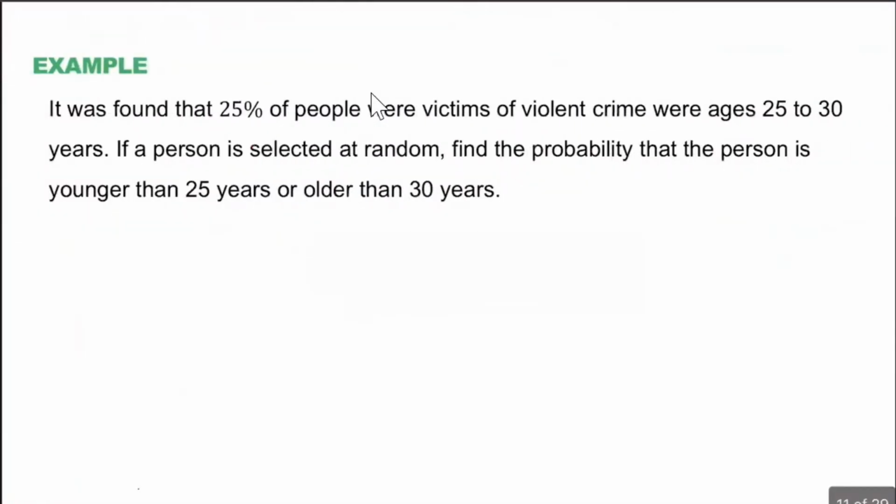Let's take an example on classical probability where we use the concept of complementary events. Here is that example. Let's see what is given here. It was found that 25% of the people who were victims of a violent crime were ages 25 to 30. So 25% of the people were the victims of violent crime and the age is 25 to 30. When we say 25% of the people, the probability is 0.25, because when you write the probability, it is a number between 0 and 1. So the probability that their age group is 25 to 30 is 0.25.